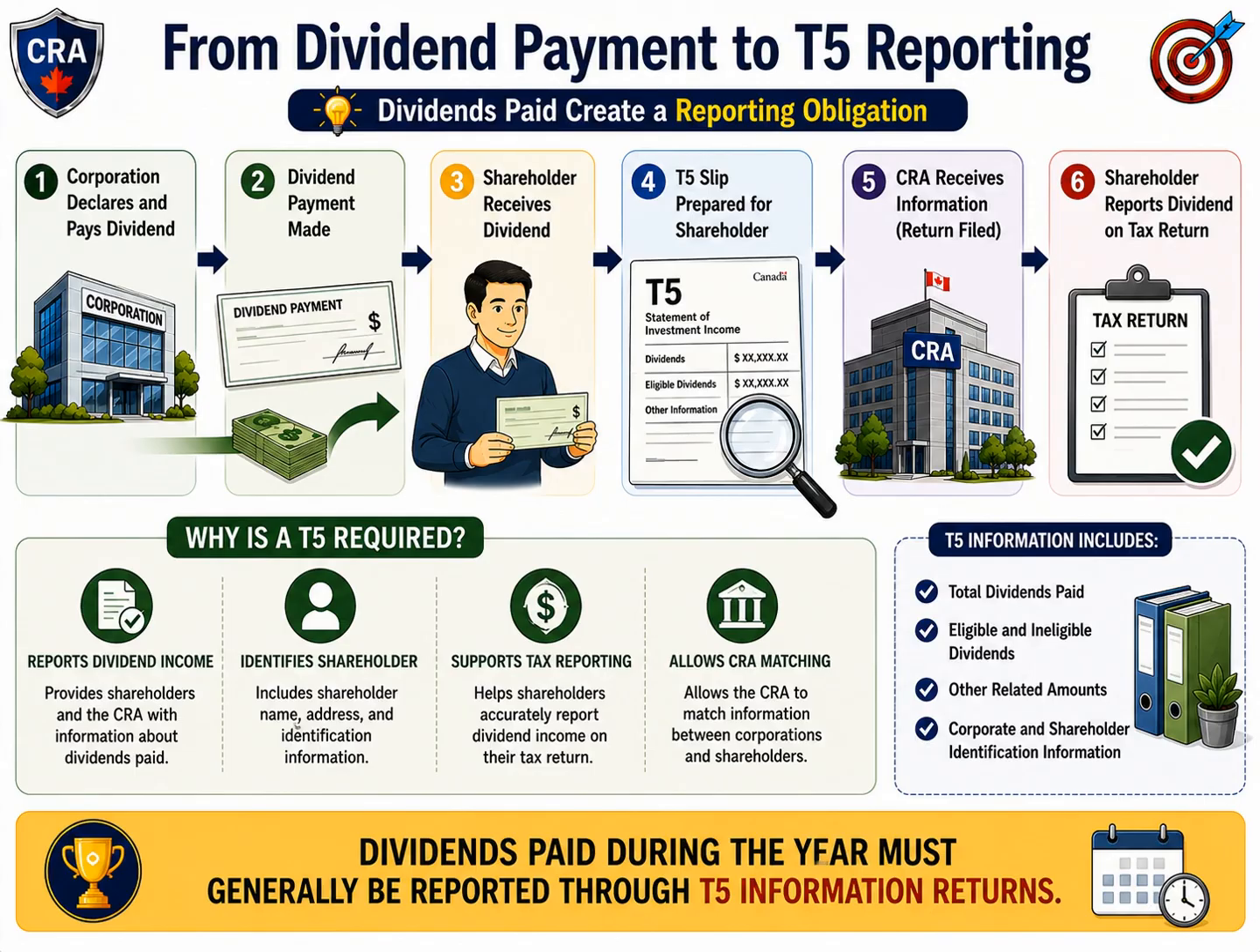The key takeaway from this slide is that dividends paid during the year generally create information reporting obligations. Preparing T5 information returns is an important part of the dividend process because it helps ensure that dividend income is properly documented, reported, and matched between the corporation and the shareholder.